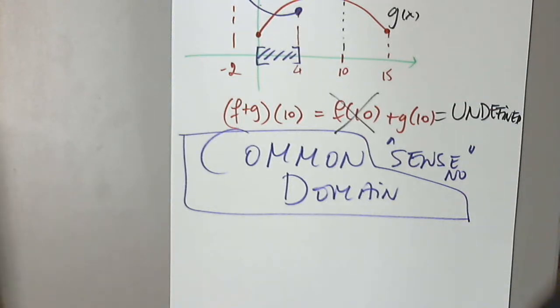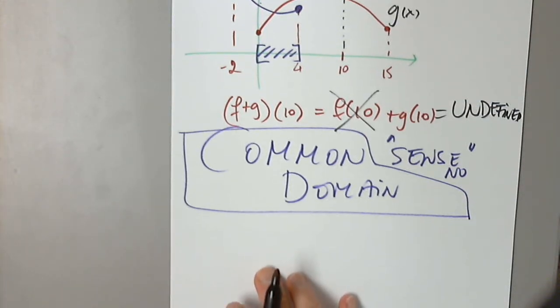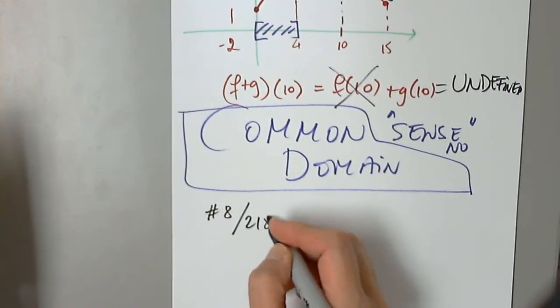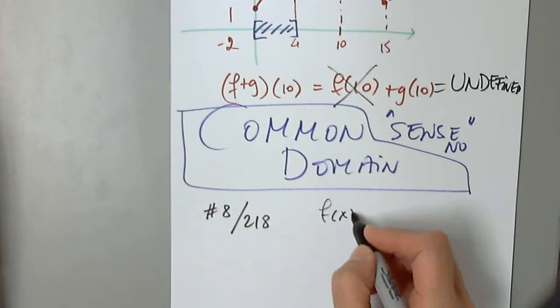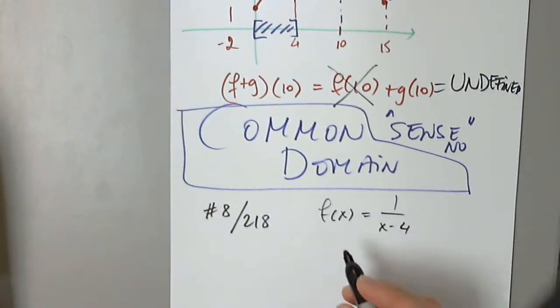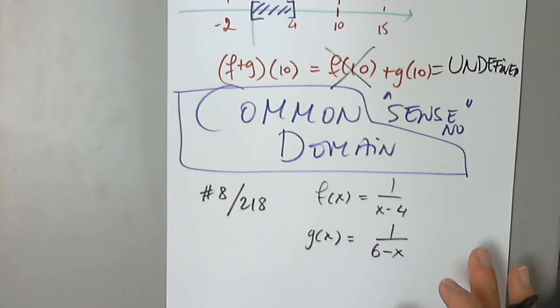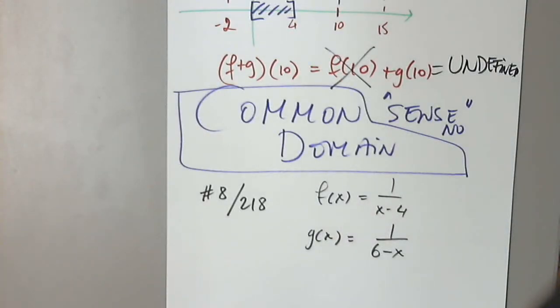Okay, since you haven't chosen, I will. Let's say number 8 on page 218. So we have f of x, 1 over x minus 4, and we have g of x, which is 1 over 6 minus x, and they're asking us to find the whole bunch. The sum, the difference, the product, and the ratio. Ready? Where is our starting point? State restrictions. Awesome. Finding the domain of each.